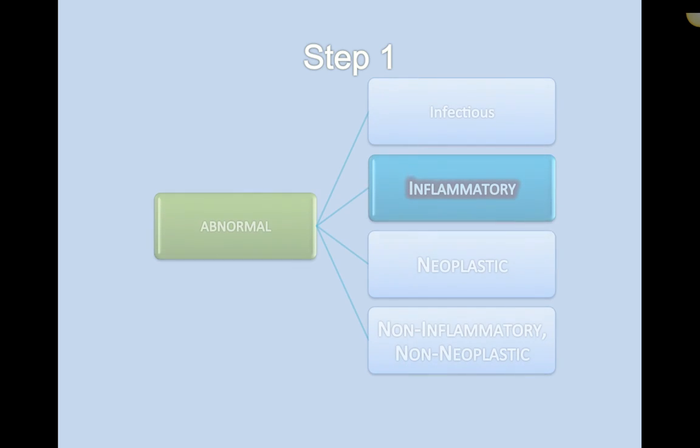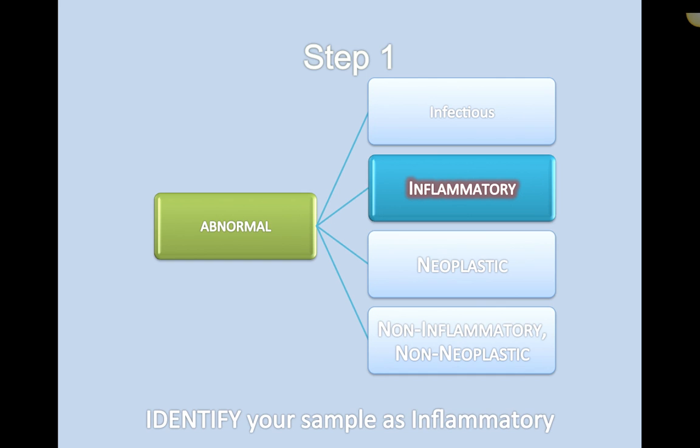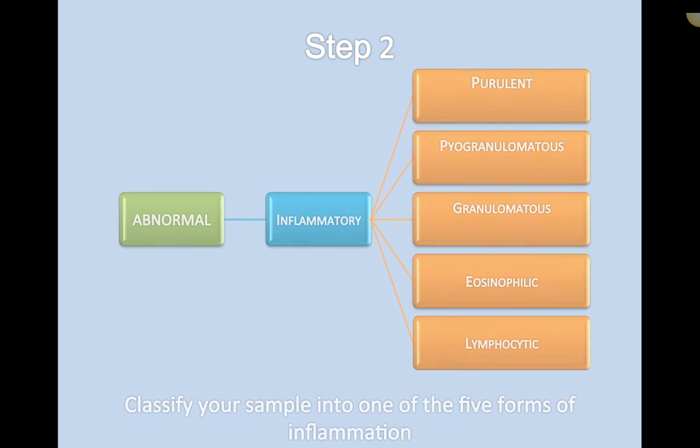All right, so step 1, abnormal, it's inflammatory. Step 2, classify into one of these 5 categories. And yes, you need to know how to spell these categories.